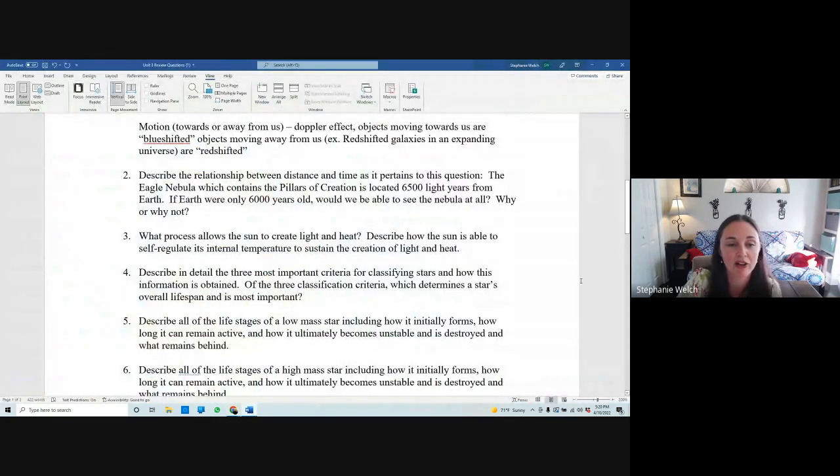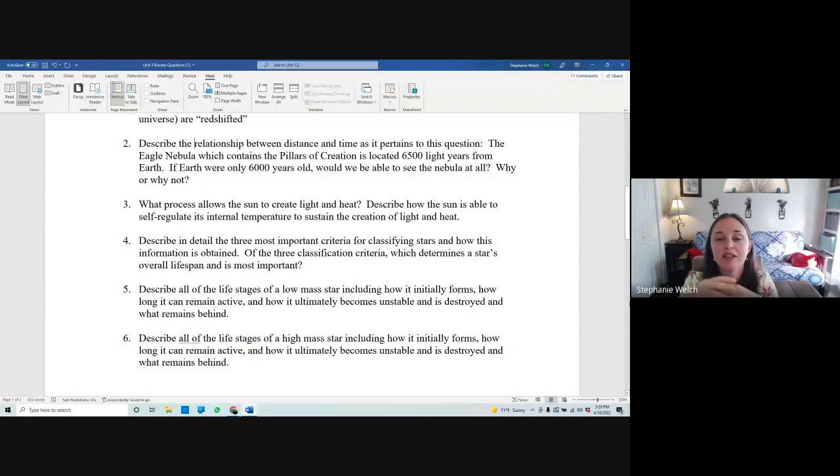So now that we have the background for that, describe the relationship between distance and time as it pertains to this question. The Pillars of Creation is located 6,500 light years from Earth. If Earth were only 6,000 years old, would we be able to see the nebula at all? Why or why not? For the context of this question, we're pretending to be young Earth creationists, right? That believe that the Earth is only 6,000 years old. Would we still be able to see it?